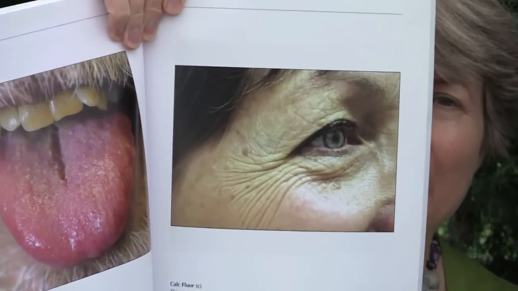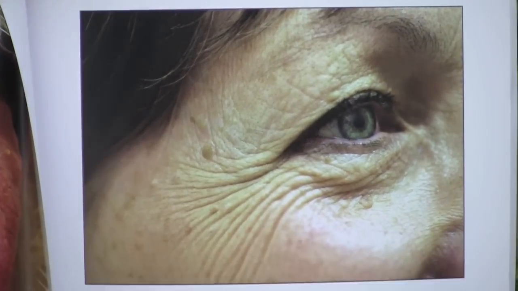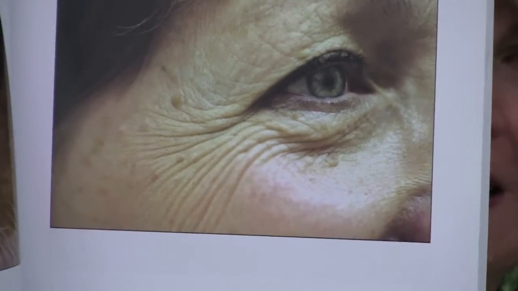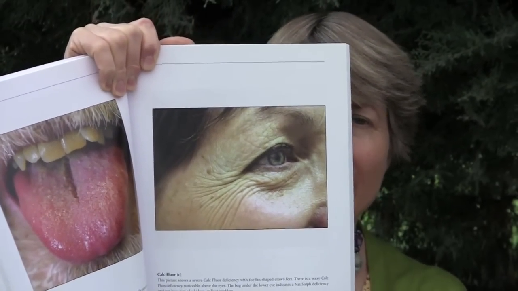Ladies in particular will be interested in this. We all look in the mirror, and as we get older we are quite distressed when we see these crow's feet and these fan-shaped lines at the corner of our eye. Well, this again is a deficiency of the cell salt calc fluor. So by simply looking at people's faces, we can get quite an insight into why they might need a particular cell salt.